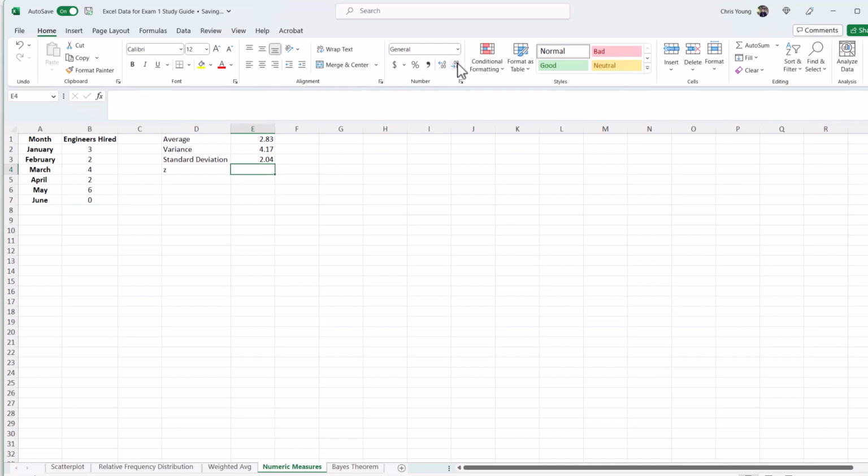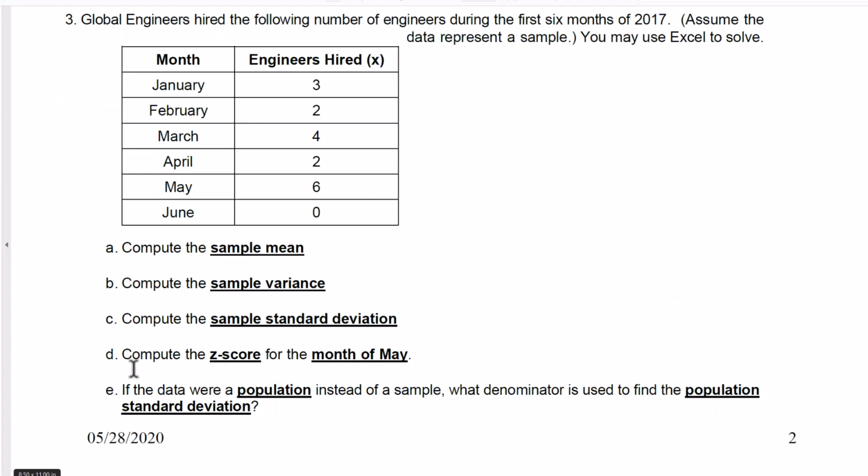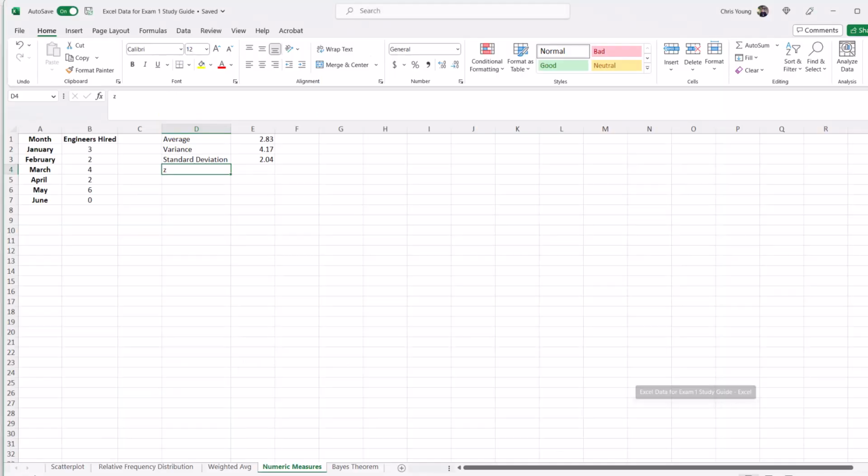And then finally, it asks for the z-score for a particular day: to compute the z-score for the month of May. So let's go ahead and do that in Excel. In Excel, we can do this two ways. I'm going to do it two ways. So I'm going to do Z in Excel.